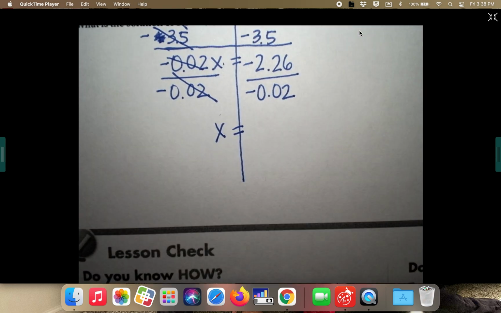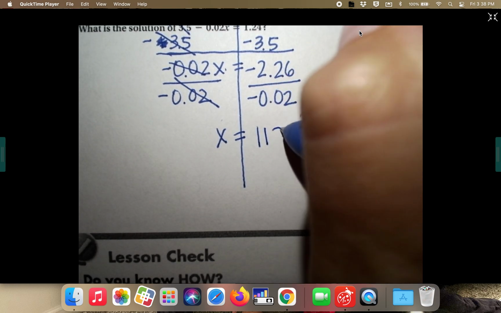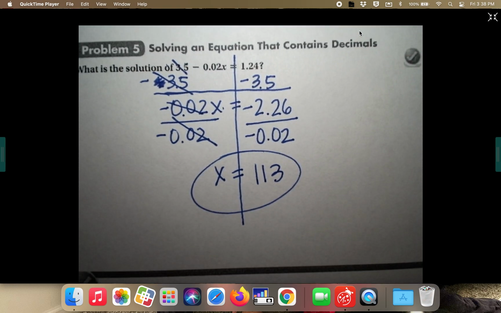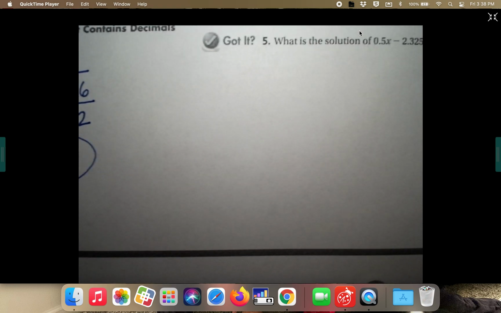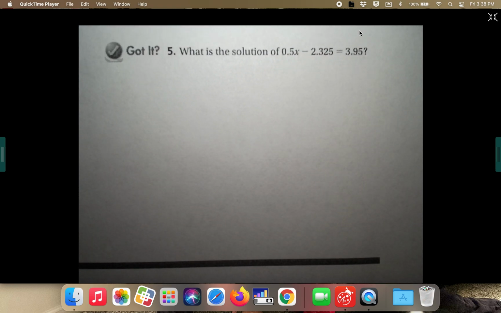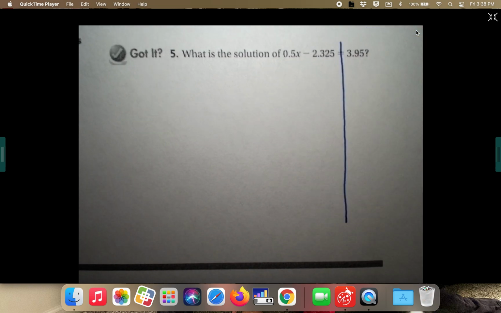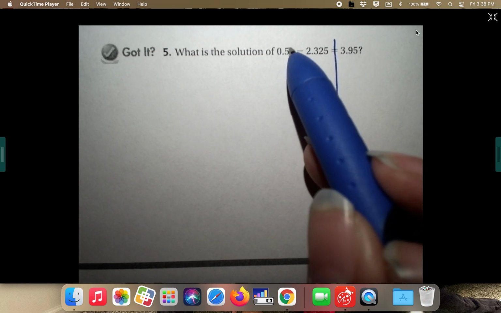113. So x equals 113. Okay, if you're ready to try one of those, push pause and try the got it. If not, I'll work it out with you. All right, here we go. Keep this with its grouping.